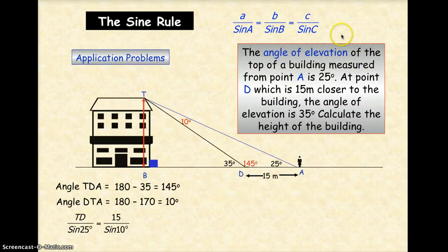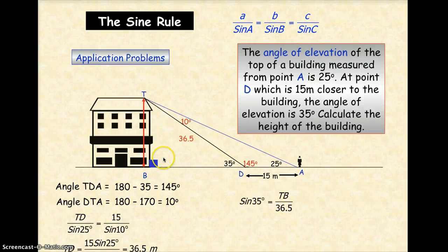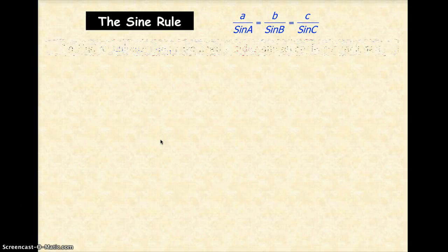You can now solve using the sine rule. Here's the solution. You get 36.5 meters, okay, to get side TD. Okay, so now when you move on to this triangle inside, you can now use SOHCAHTOA. So sine 35, okay, TB. So then TB is 20.9 meters. Okay, to keep going, let's move on to finding the angle.